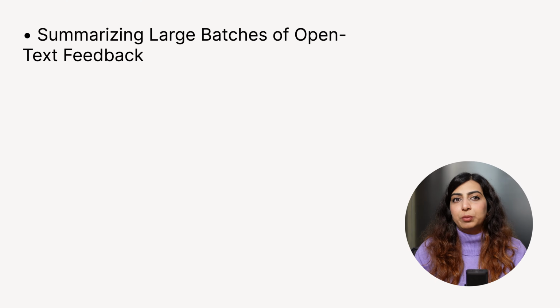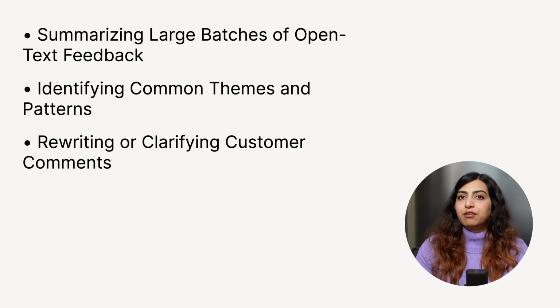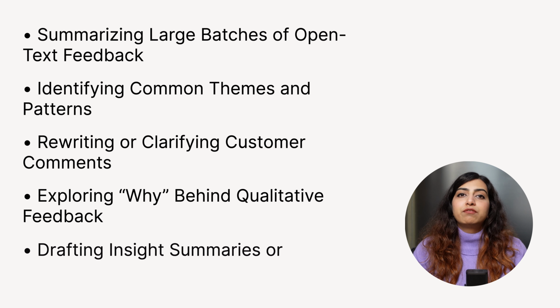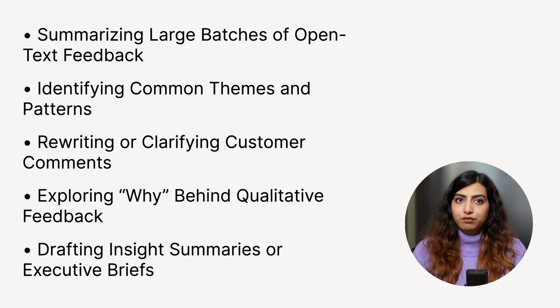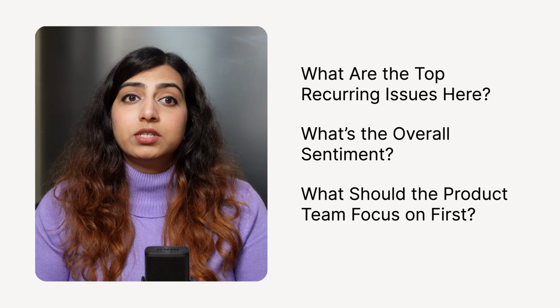Where ChatGPT works well: summarizing large batches of open text feedback, identifying common themes and patterns, rewriting or clarifying customer comments, exploring the why behind qualitative feedback, drafting insight summaries or executive briefs. For example, you can paste survey comments or ticket excerpts and ask, what are the top recurring issues here? What's the overall sentiment? What should the product team focus on first? And it'll give you a fast, surprisingly clear answer, which makes it great for one-off analysis, brainstorming, or exploratory research.